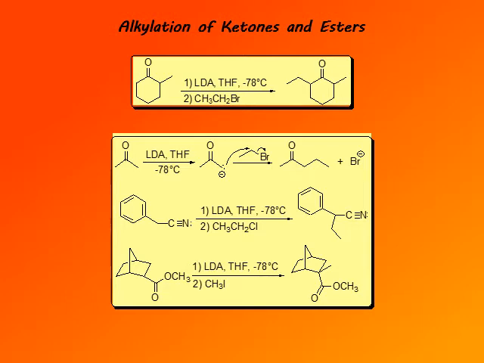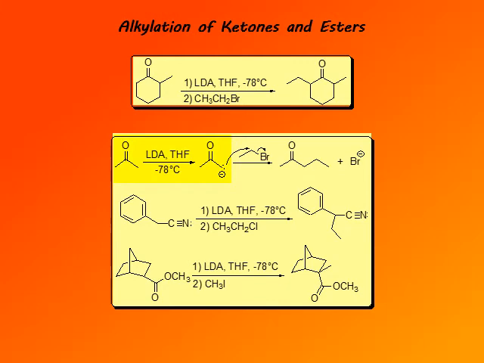And to alkylate ketones and esters, we typically carry out reaction under kinetic conditions. So we first deprotonate carbonyl compound with LDA. Typical solvent for LDA is THF, tetrahydrofuran, and we carry out reaction at very low temperature, minus 78 degrees Celsius. That's a dry ice acetone bath. So after deprotonation, we add alkyl halide, and then in SN2 reaction, enolate anion displaces halogen to give alkylated product.